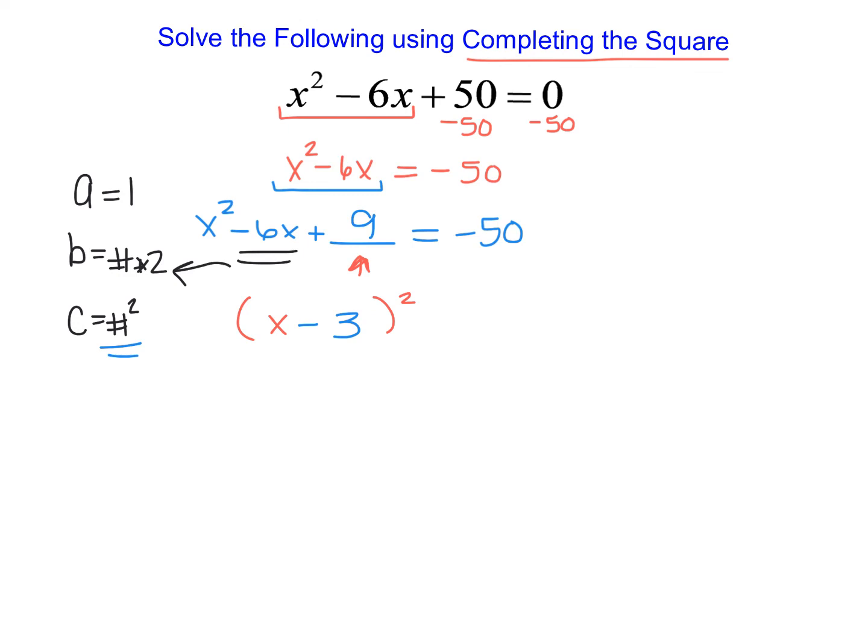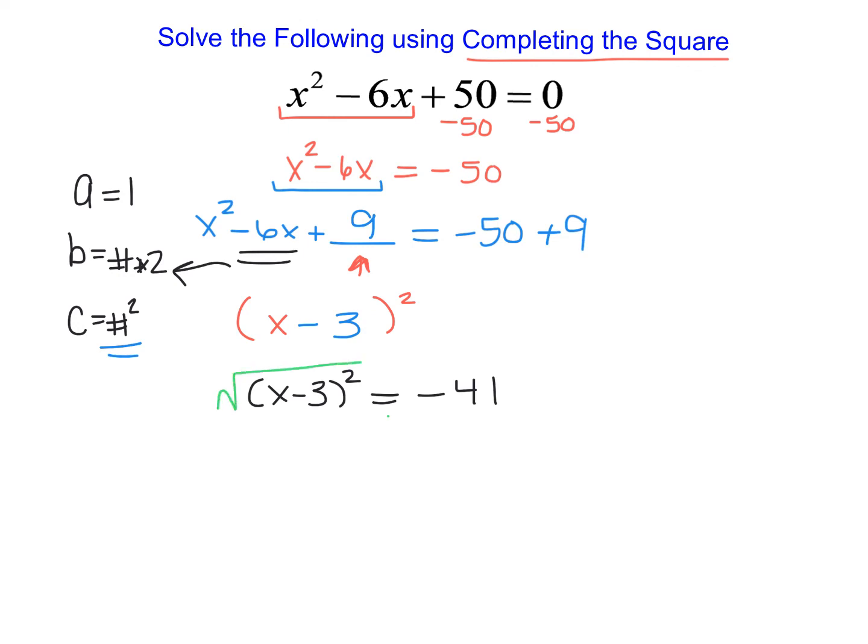So if I add 9 onto the left-hand side of the equation, I can create a perfect square trinomial over there. However, if I add 9 to the left-hand side of the equation, I also need to add 9 to the right-hand side of the equation. So what I really have here is (x minus 3) squared is equal to negative 41. So I now at least have something that I can solve. So I've completed the square, and now I can utilize the square root strategy to finish solving this.